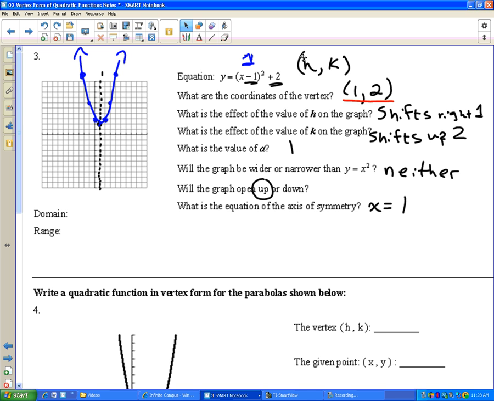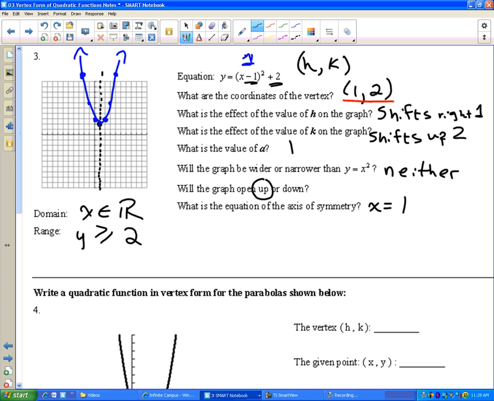Now, the domain. My domain is x is an element of all real numbers. My range is y is greater than or equal to, since a is positive, my y coordinate. So y is greater than or equal to 2. That's my graph. That's my coordinates. That's my vertex, my domain, and range.